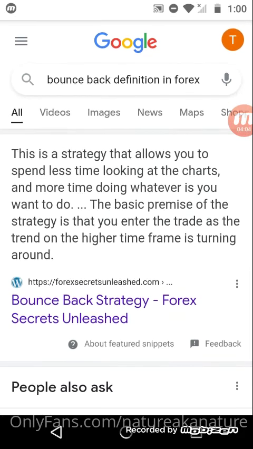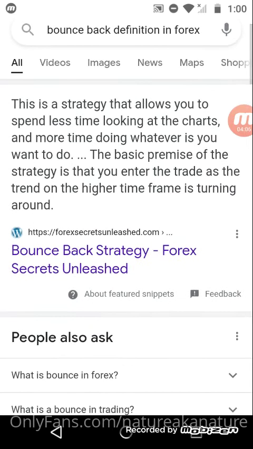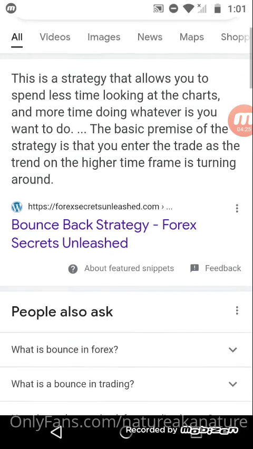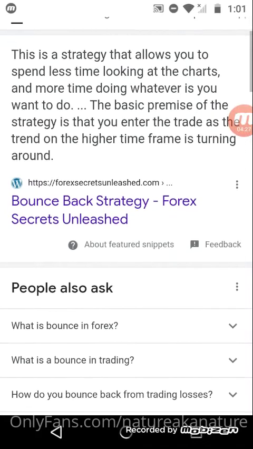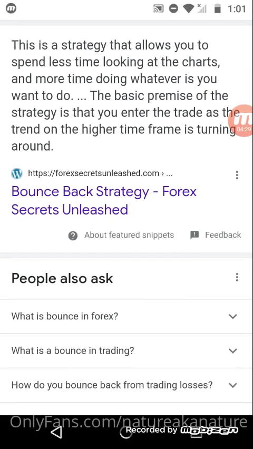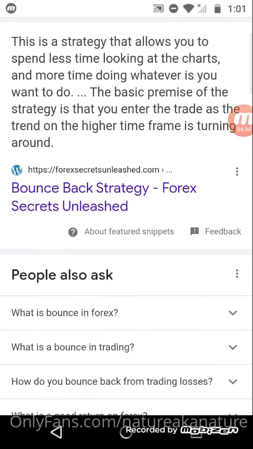This is the strategy that allows you to spend less time looking at your chart and more time doing whatever you want to do. The basic premise of the strategy is that you enter the trade as the trend on a higher time frame is turning around. To avoid a lot of these mistakes, you look on a higher time frame: the day chart, the weekly, and the 4 hours, to see what price and the market are really doing.